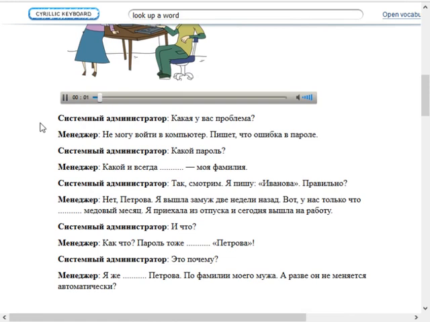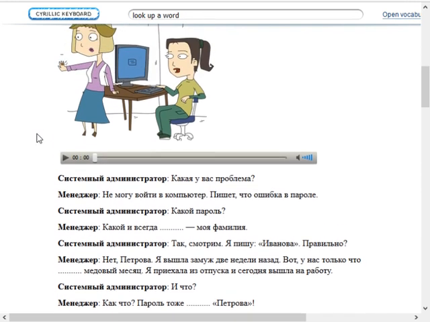Какая у вас проблема? Не могу войти в компьютер. Пишет, что ошибка в пароле. Какой пароль? Какой и всегда был. Моя фамилия. Так, смотрим. Я пишу Иванова. Правильно? Нет, Петрова. Я вышла замуж 2 недели назад. Вот, у нас только что был медовый месяц. Я приехала из отпуска и сегодня вышла на работу. И что? Как что? Пароль тоже стал Петрова. Это почему? Я же стала Петрова по фамилии моего мужа. А разве он не меняется автоматически? No.